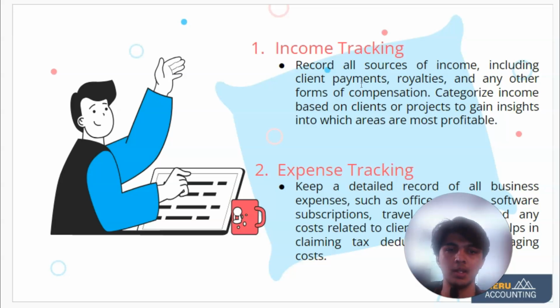Secondly, we'll talk about expense tracking. In expense tracking, you need to record all the business expenses, such as if you are having an office, then the office supplies. If you are having some software subscription, then the software subscription expenses. Then if you are a freelancer, you should do much of the traveling, then your traveling expenses and any other cost related to the client projects. And this will help you to claim the tax deductions and manage your cost.